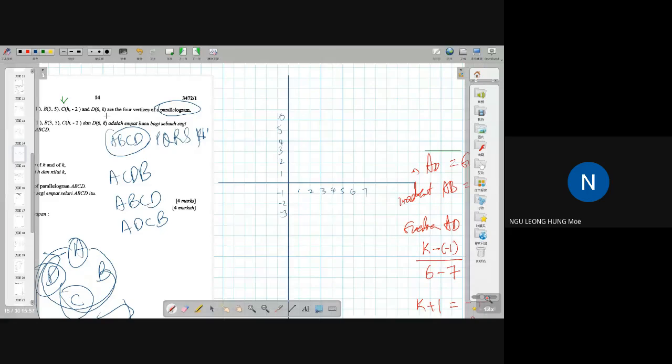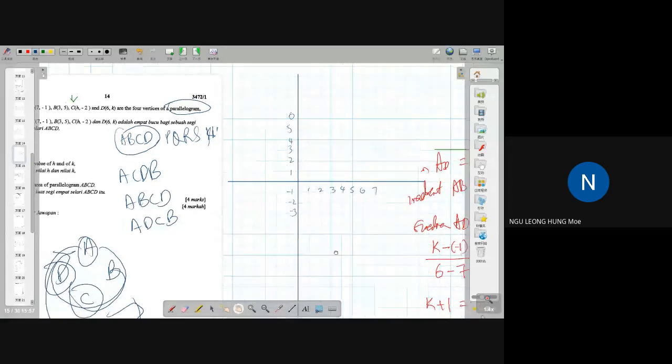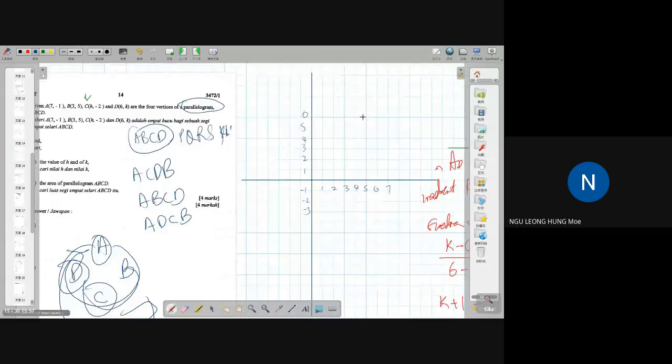Kalau kita tengok koordinat A, A 7, negative 1. Betul ke tidak, Syria? And also B 3, 5. Dua titik ini kita sudah tahu.